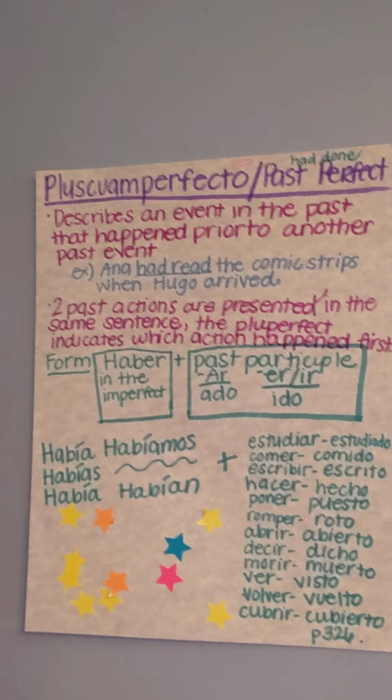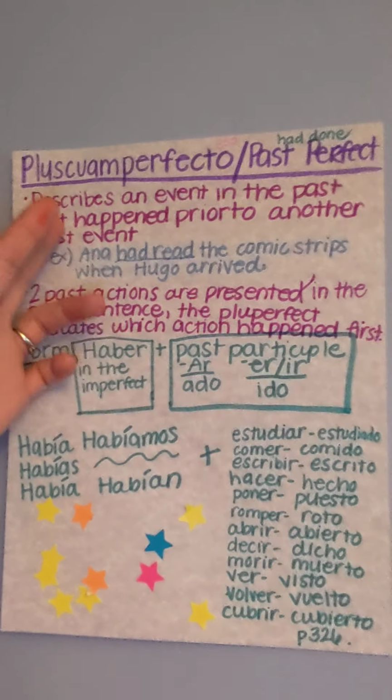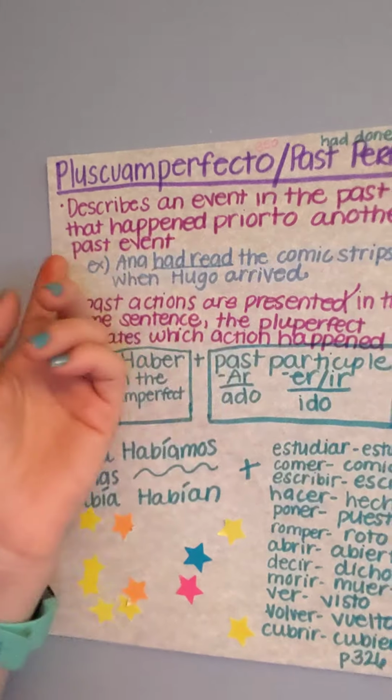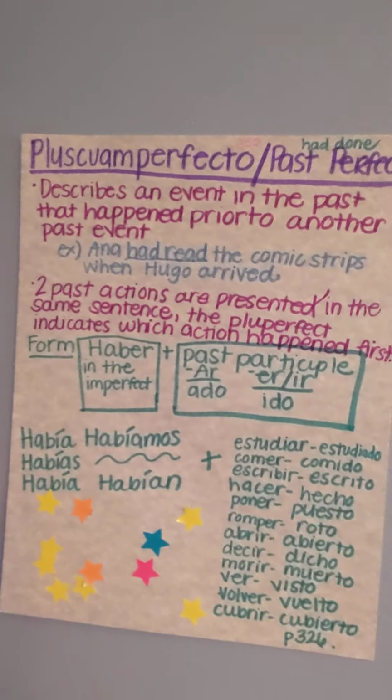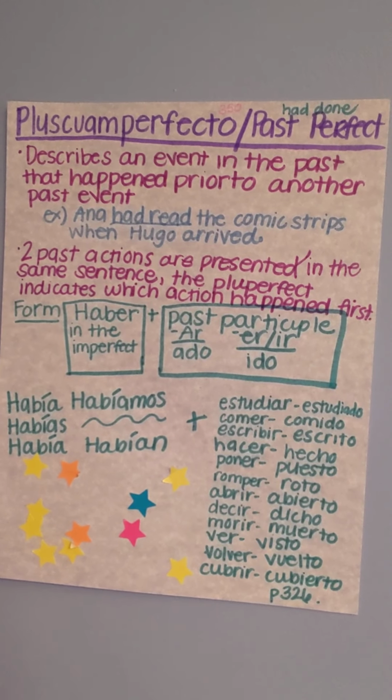So when we're talking about the pluscuamperfecto, what does it do? Its purpose is that it describes an event in the past that happened prior to another past event. So, por ejemplo, Anna had read the comic strips when Hugo arrived. Mommy had filmed half of this when Bryce interrupted. No big deal, it's fine.